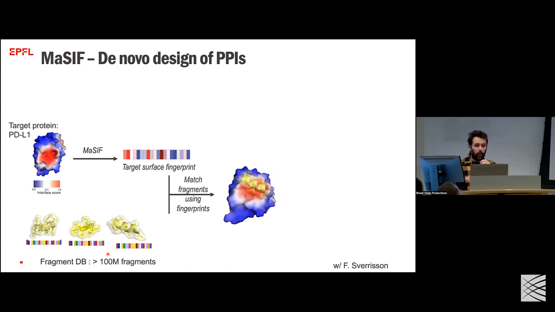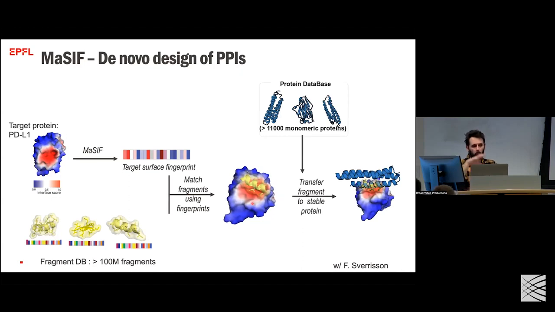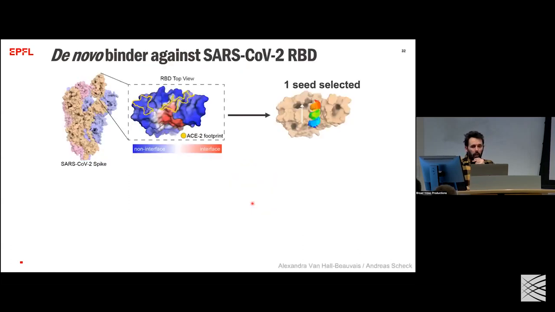And ultimately, what you would get out of this search is basically a putative binding interaction between a motif and your target of interest, which we then would transfer into a protein scaffold so that we could present that surface in the context of a folded structure. And then, of course, it was time to test it.